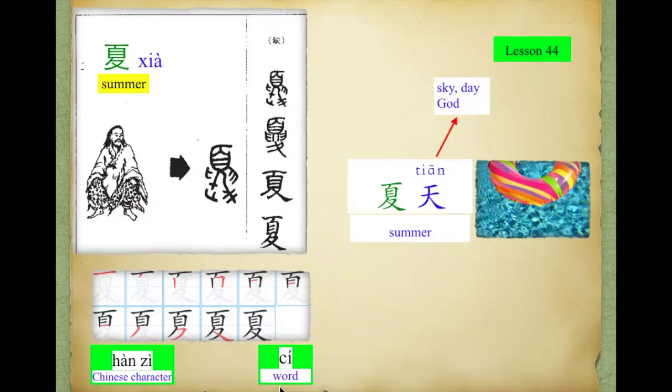In lesson 44, we have learned 汉字夏 means summer. And we learned 词夏天 also means summer. And 天 means sky, day, or God. Today we're going to learn the 汉字天's evolution.